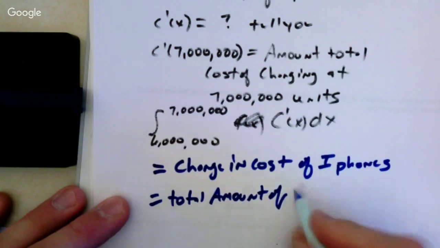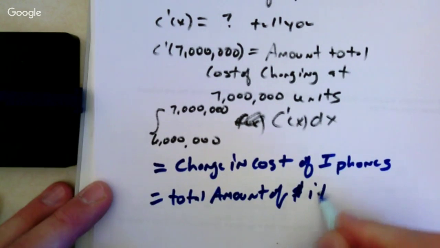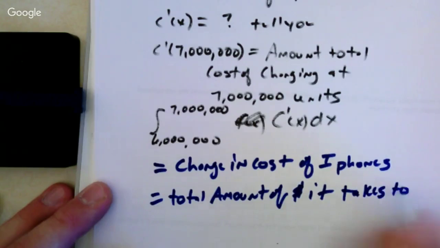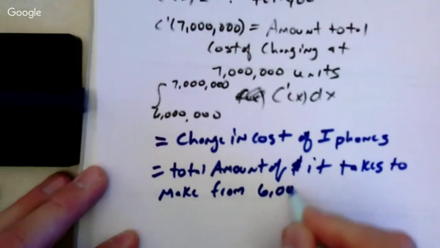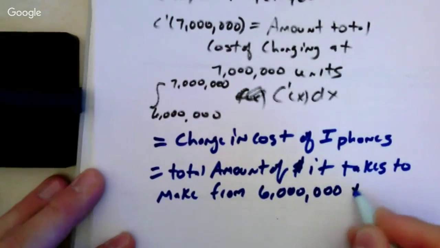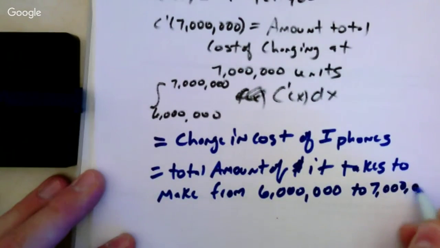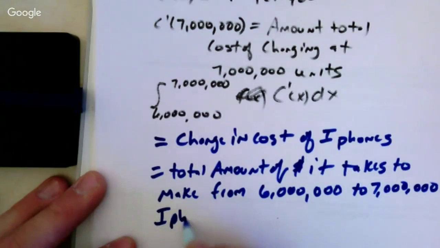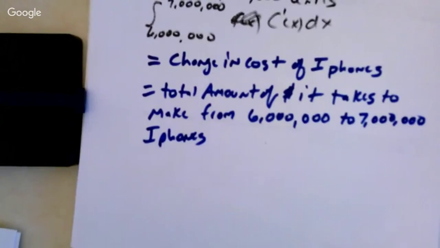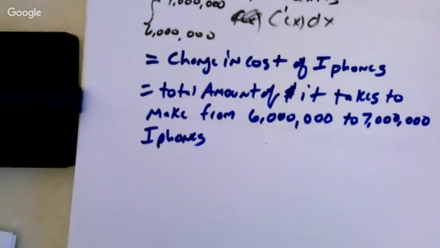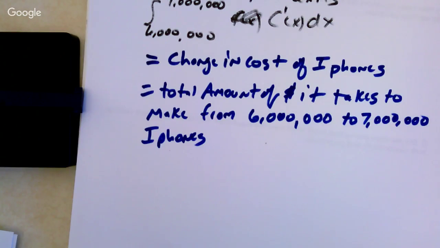Okay. The total amount of money it takes to make from 6 million to 7 million iPhones. How would it change? Brandon, yes. Is it saying like the price increase between making 6 million iPhones and 7 million? Right. Now, I do want to be careful. It's not going to be the price the consumer pays. It's going to be the price to Apple.